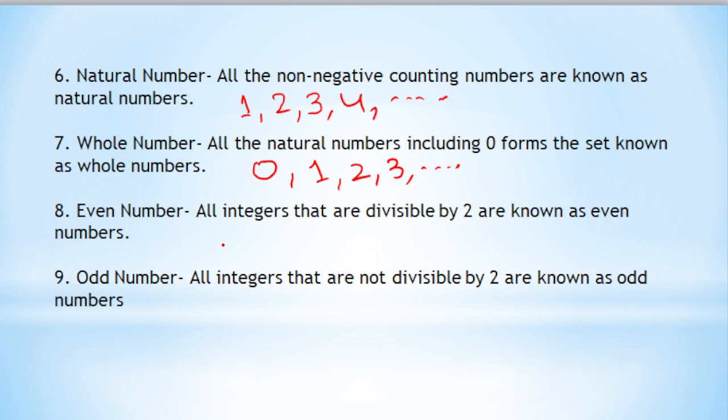Even number. All integers that are divisible by 2 are known as even integers or even numbers. That means 2, 12, 80, etc. These are even numbers. Now odd numbers. The numbers which are not divisible by 2 are known as odd numbers. That means 3, 5, etc.